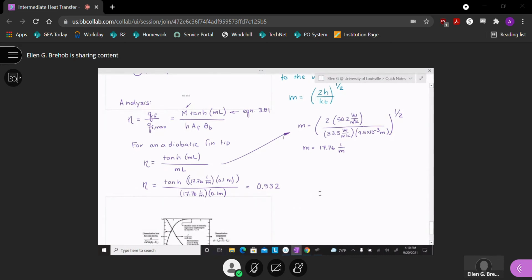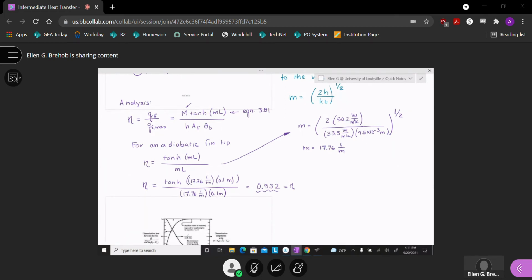But at some point, it would be helpful to get a little bit of feedback on how many people can figure out where hyperbolic tangent is on your calculator. So this was our first thing, to find the fin efficiency. This isn't great. We talked about we'd like to have a relatively high fin efficiency.